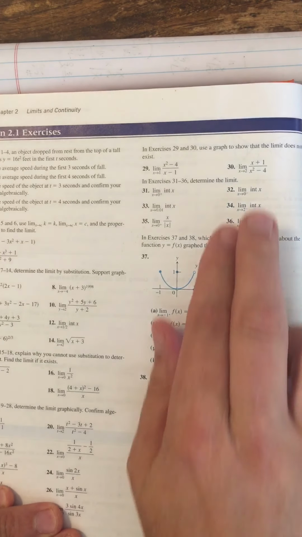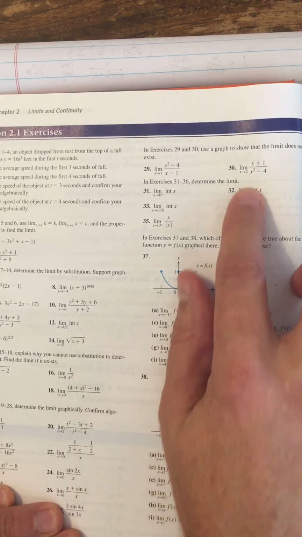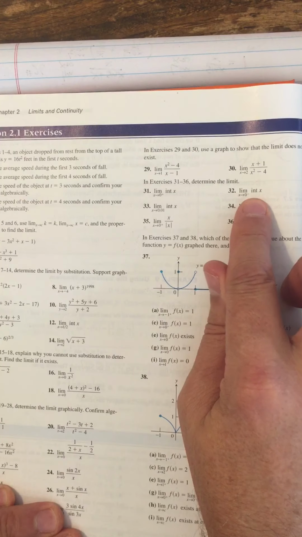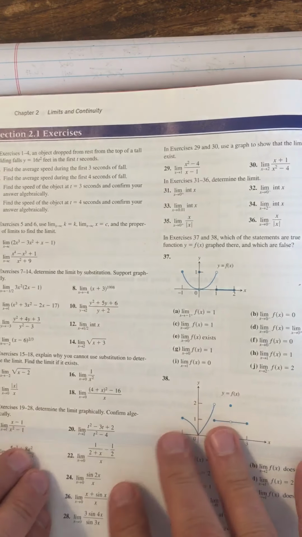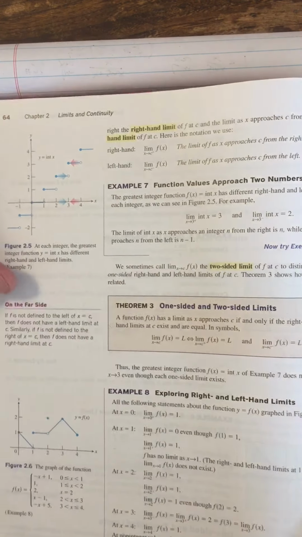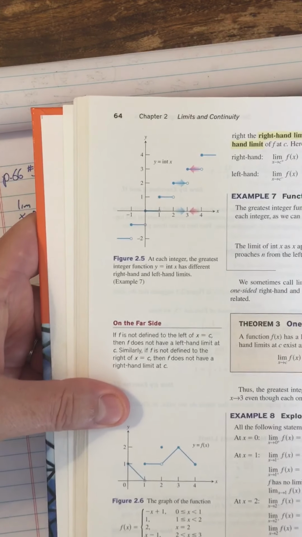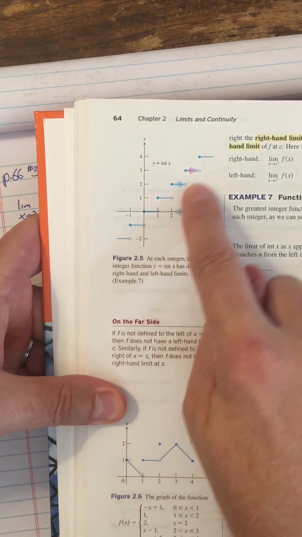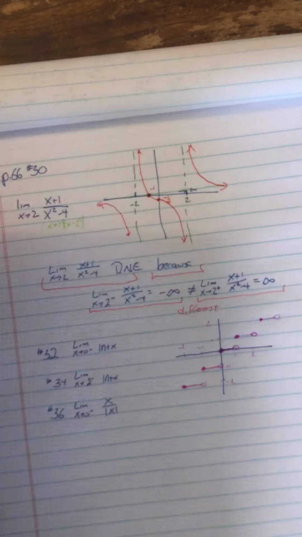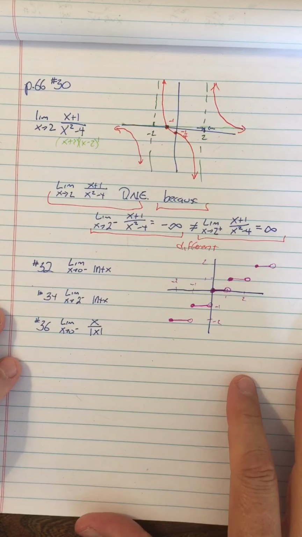So page 66, number 32, 34, and 36. 32 and 34 refer to int x. What is int x? Remember, I mentioned it in a prior video. If you want to know what int x is, always pop back here to page 64. Here's the graph of int x. I went ahead and copied it onto my note sheet here so that we could look at it.